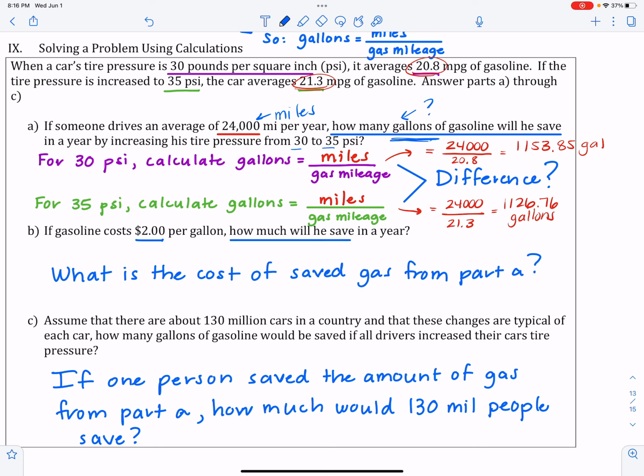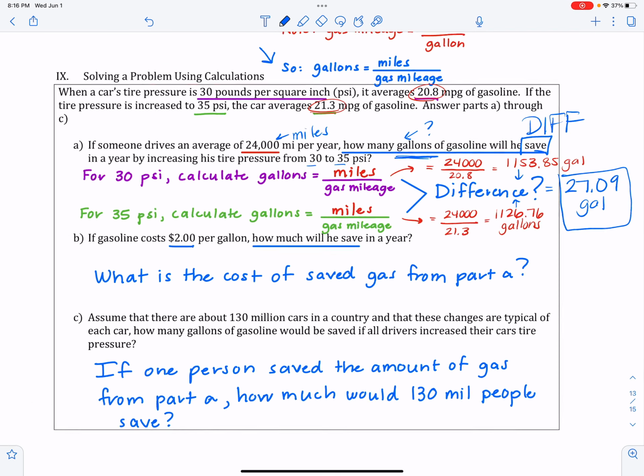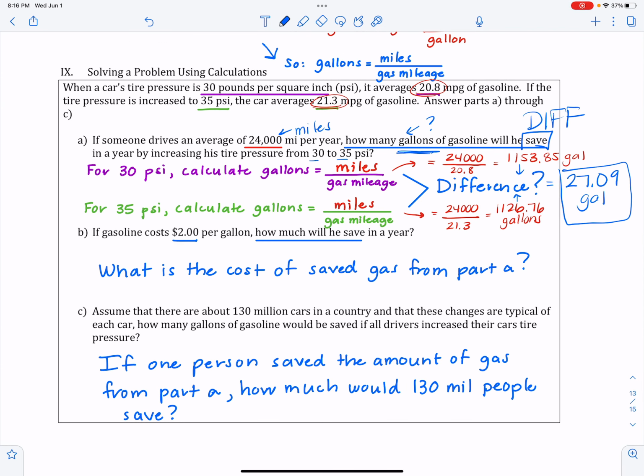And the question again: how many gallons of gasoline will he save? That means we want the difference between these two. So if I take those two values, the number of gallons, 1,153.85 minus 1,126.76, and compute the difference, the difference is 27.09, and that's the number of gallons that he will save by increasing his tire pressure from 30 to 35.